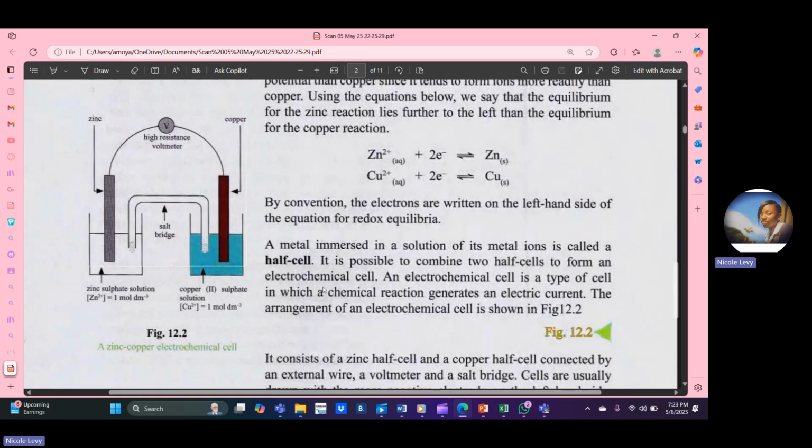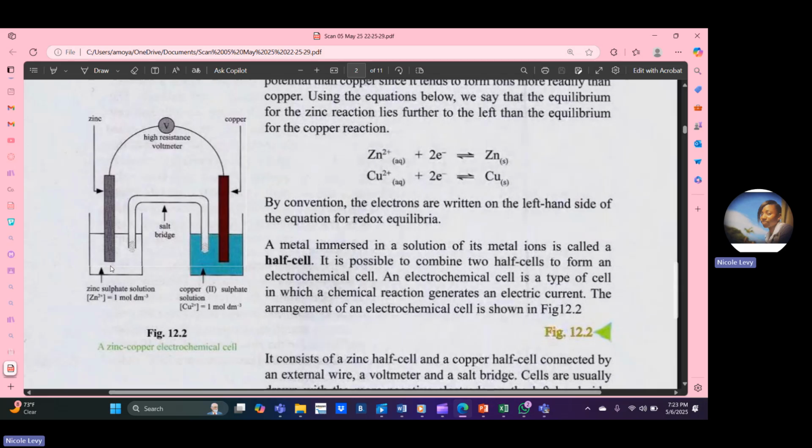So what is a half cell? In simple terms, a half cell is generated when you have a metal placed in a solution of its ions. So whenever we have a metal, let's say we have aluminum metal, and I decide to put the aluminum metal in a solution that has Al3+ ions, right? That will literally create a half cell.